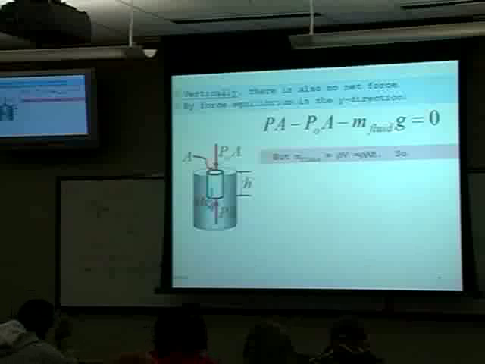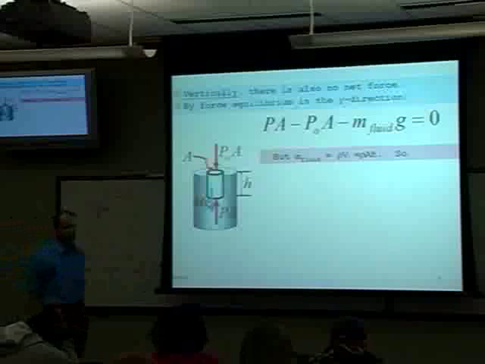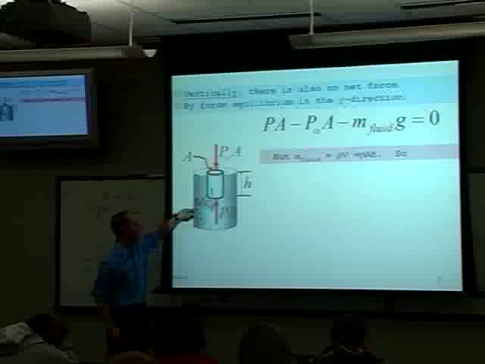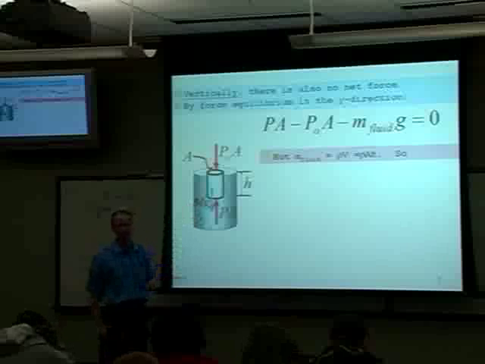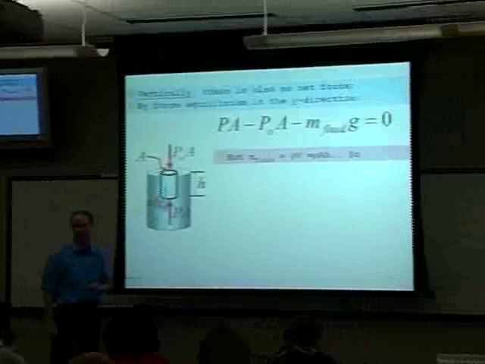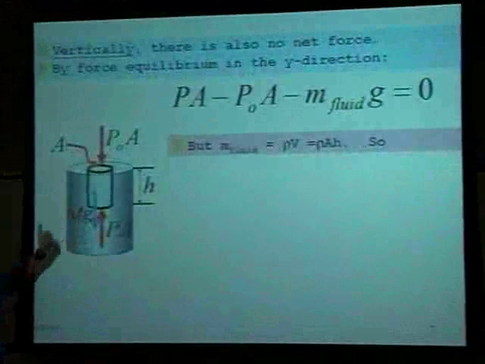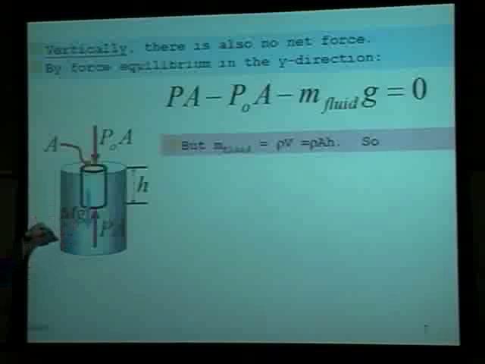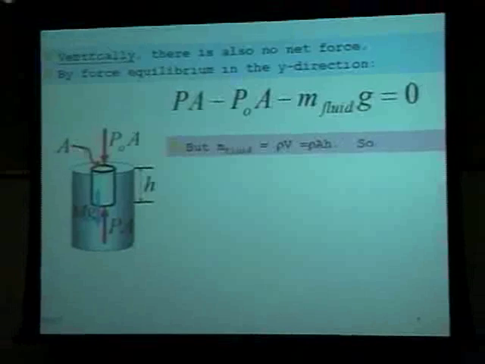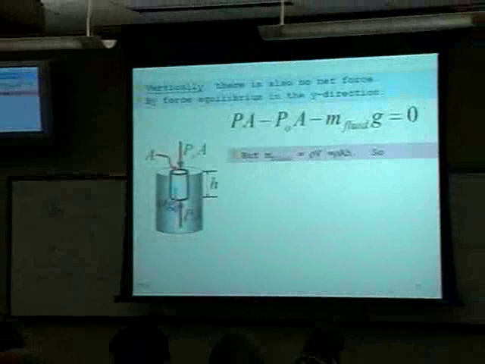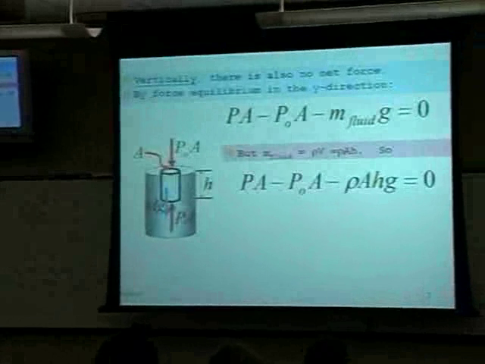But the mass of the fluid should equal the density of the fluid times its volume. So I'm going to rewrite the mass of this fluid as the density times the volume, like I said I was going to do before. And the volume of this can is going to be its cross-sectional area times its height. So I'm going to substitute in for the mass, the density times the cross-sectional area times its height. I'm going to put that into that equation there. And now it looks like this.